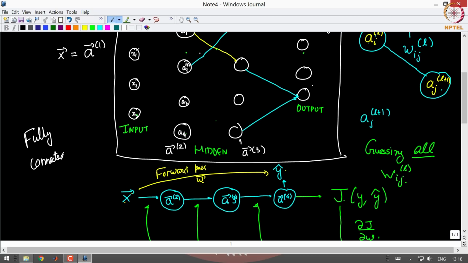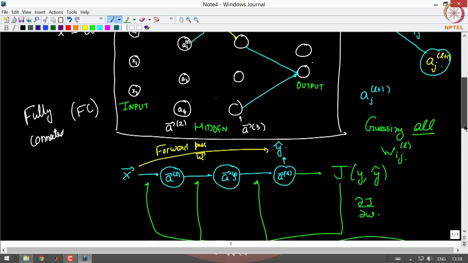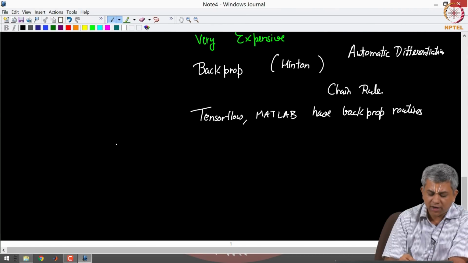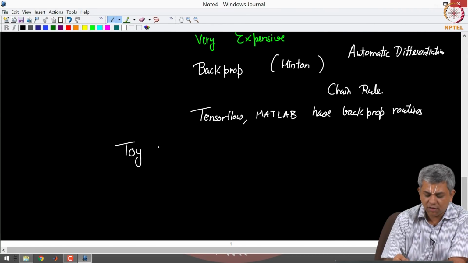fully connected simply means that each neuron is connected to every other neuron in the next layer, called an FC network, fully connected network. In such cases, typically the expressions that I will give later on will be true. More importantly, my derivation you can treat as a toy derivation, because I will do a very specific, very simple case.